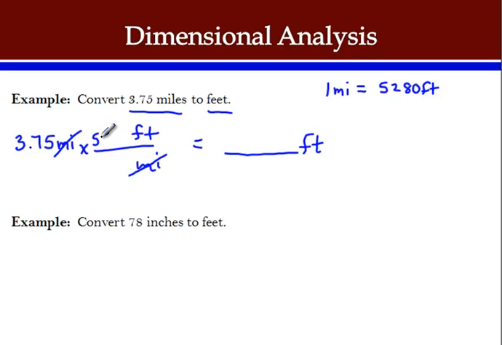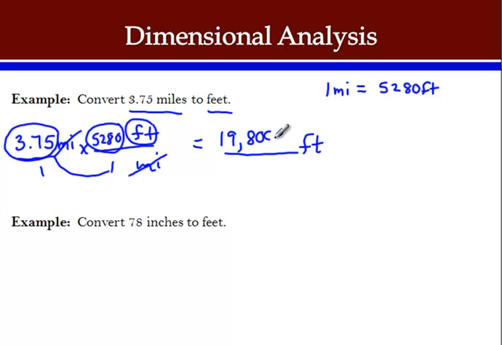So we have to write 5,280 feet in every 1 mile. And of course, when you divide by 1, because this is like having a fraction over 1, you just get this number. But look what we have. We have 3.75 and 5,280 and feet left. So in order to get the answer, we multiply 3.75 times 5,280, and certainly you should take out your calculator to do that arithmetic. And it turns out that 3.75 miles is 19,800 feet.